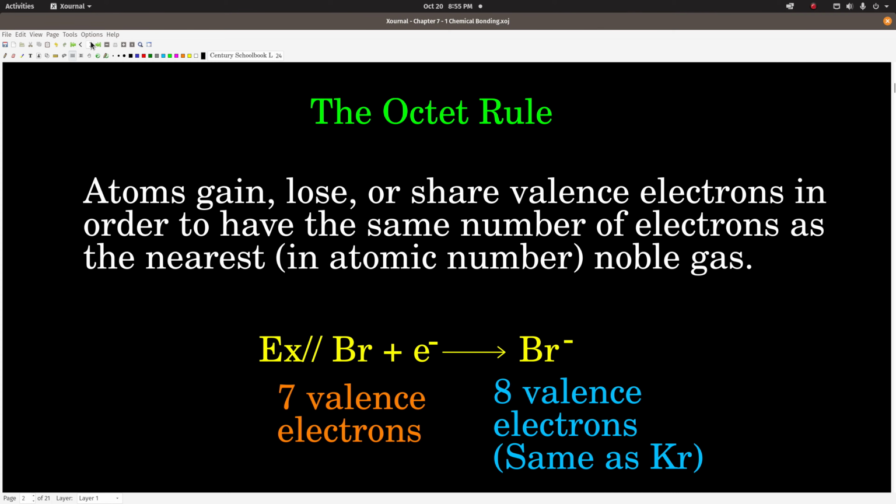The octet rule actually explains a lot of chemistry. It's a pretty powerful thing. As a simple example, a neutral bromine atom has 7 valence electrons. The nearest noble gas is krypton, and so in any chemical reaction, bromine is going to tend to do whatever it can to gain an extra electron so that it has the same number of valence electrons as krypton, 8 valence electrons, which is why the bromide ion is always seen with a -1 charge, for example.